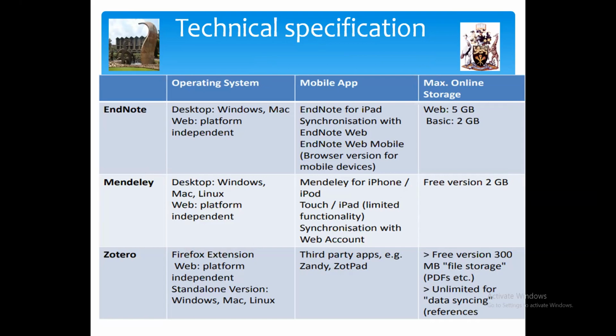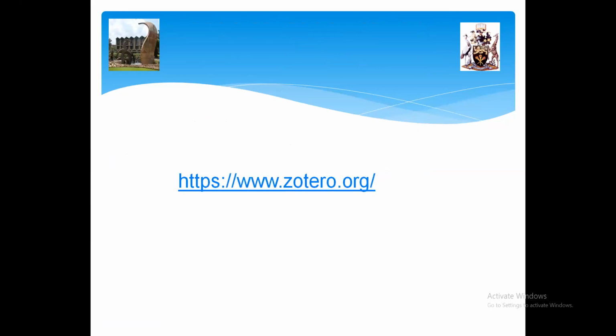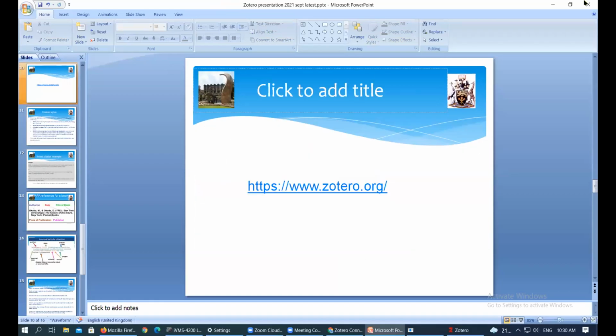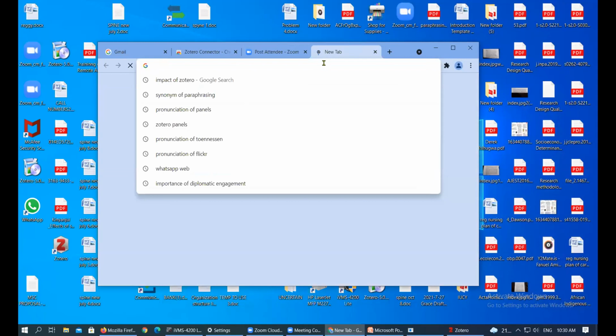Now, having talked about that, I would want to go straight to how to install Zotero and how to use Zotero. So for you to use Zotero, it's very easy. You just have to go to any browser and type www.zotero.org. You can use any browser.